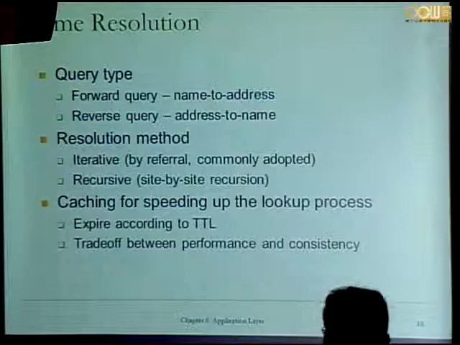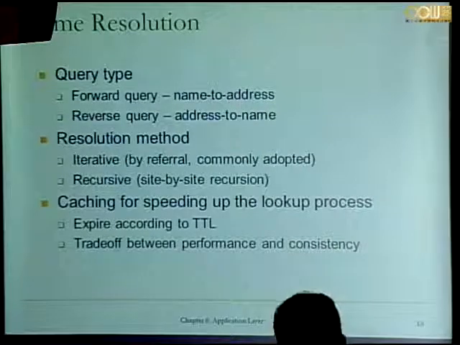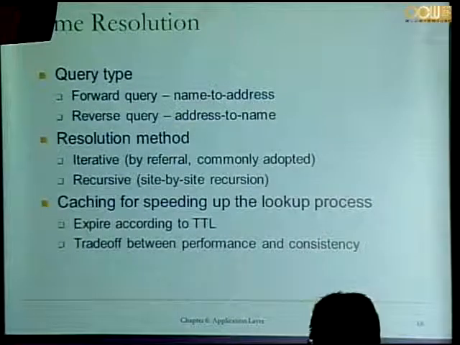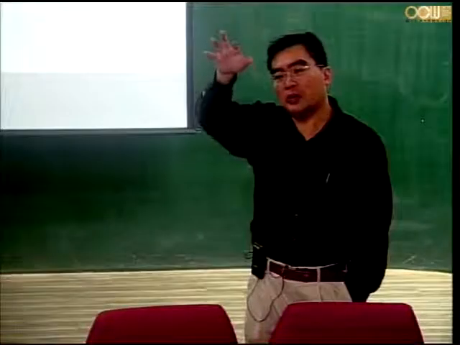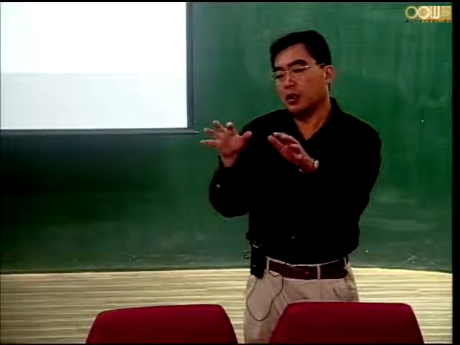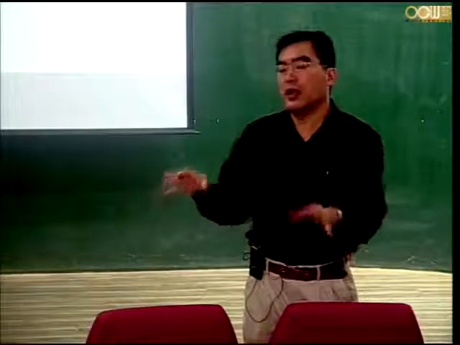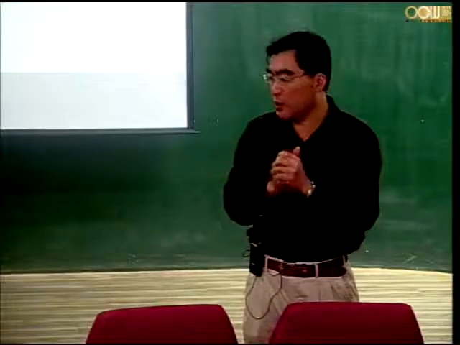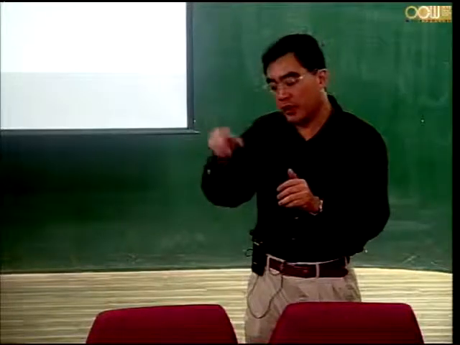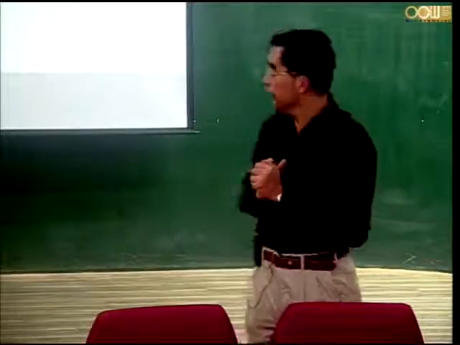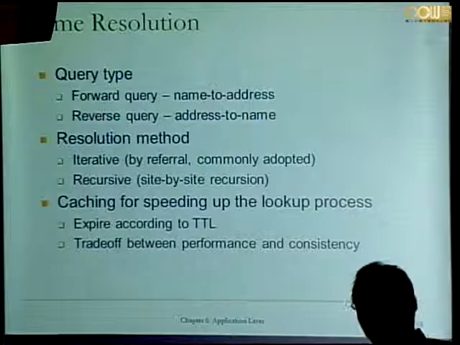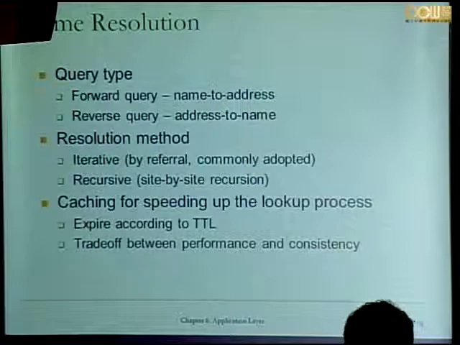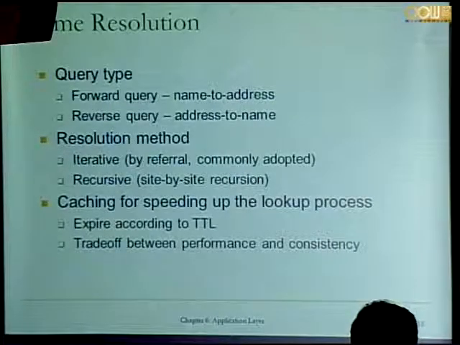Remember that we have 13 root name servers, totally 13 worldwide, distributed globally. And under the root name server, there are many levels of name server, and each name server is put into an organization in charge of managing the domain name space under that. And so you will see that the name resolution process is quite distributed.